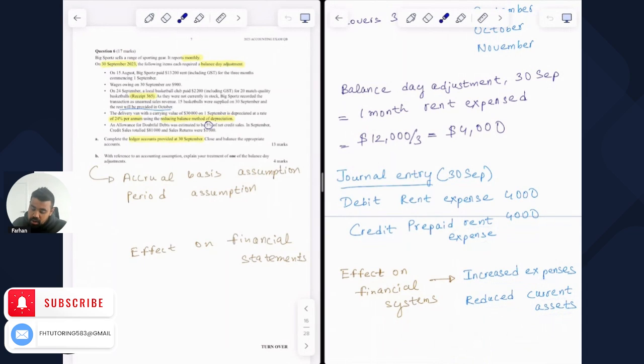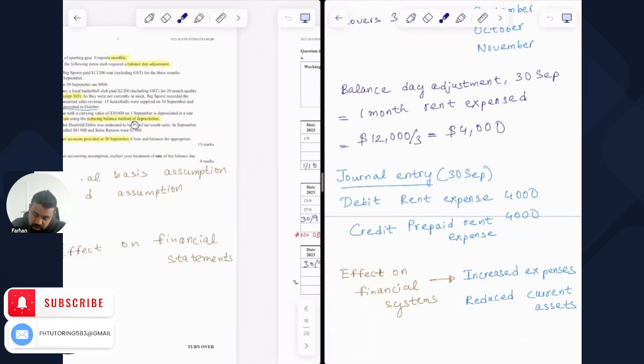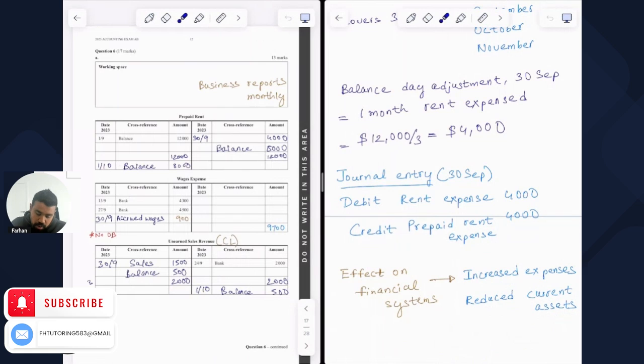All right. Now let's look into the ledger accounts that we are given. So the prepaid rent is a current asset account. We understand that. And all assets, when they increase, we debit them. When they decrease, we credit them. Also, by default, assets should always have an opening balance on the debit side when it comes to the ledger account. So this is the debit side and this is the credit side of a ledger account. So the opening balance is on the debit side on the 1st of September 2023, and that is $12,000.